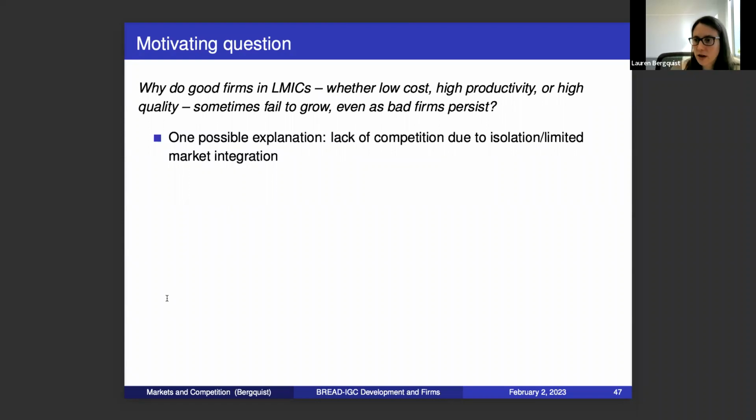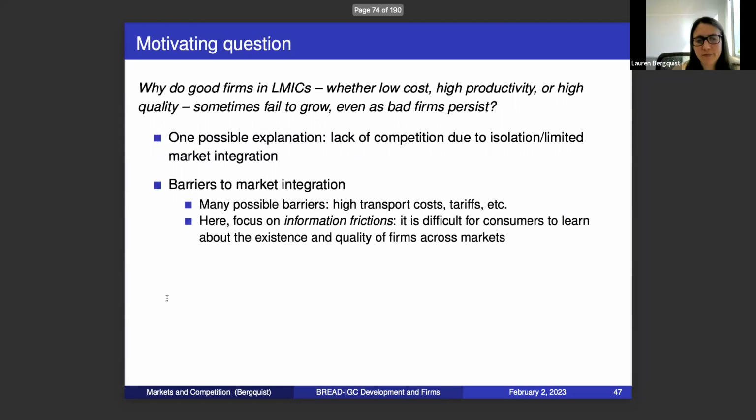And in this context, they're going to look at a lack of competition due to market isolation, or limited integration. So we kind of raised this point before. How do you define this? This paper is essentially changing the boundaries of the market. So what are these barriers to market integration? Lots of barriers are possible: high transport costs, tariffs, et cetera.